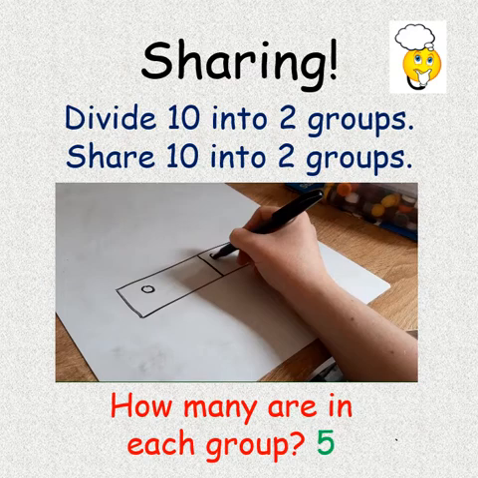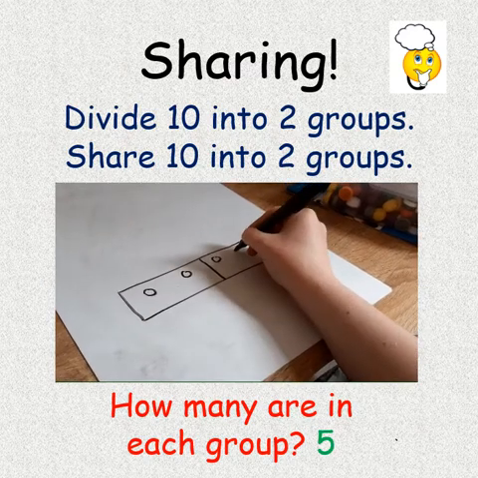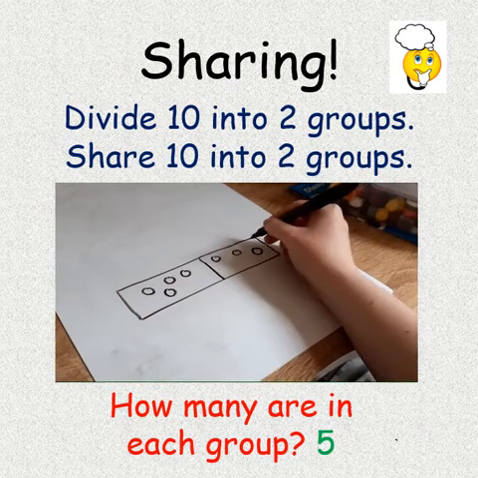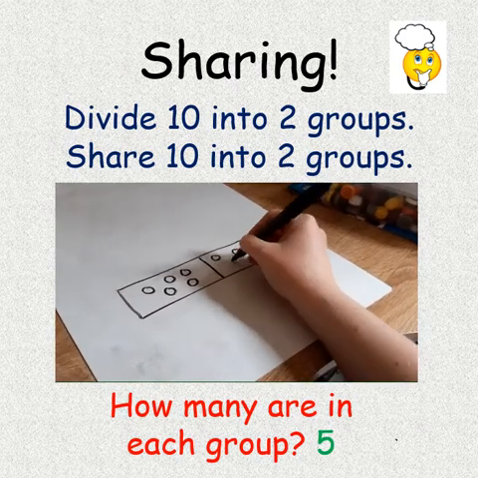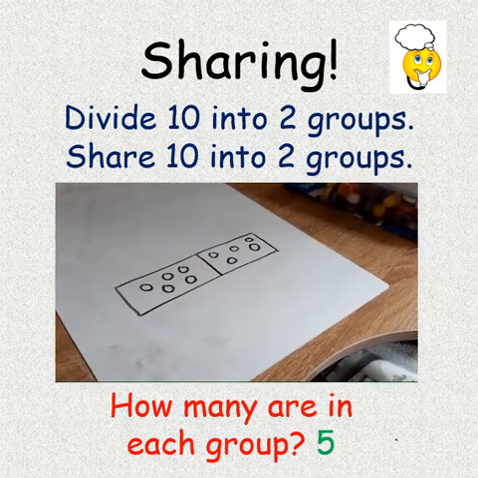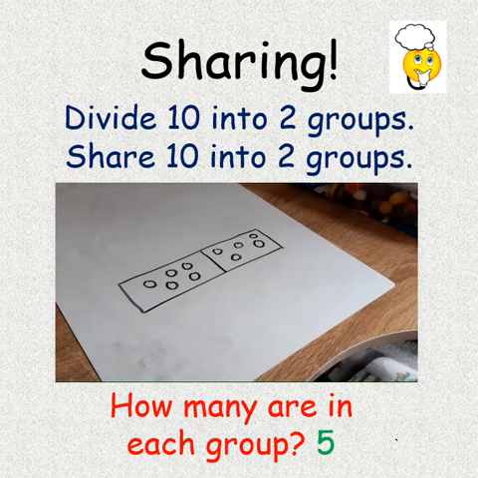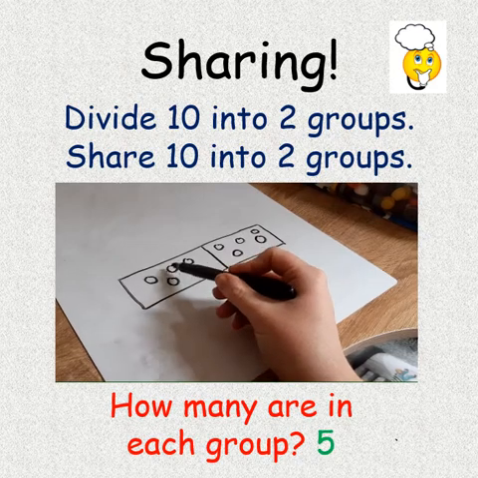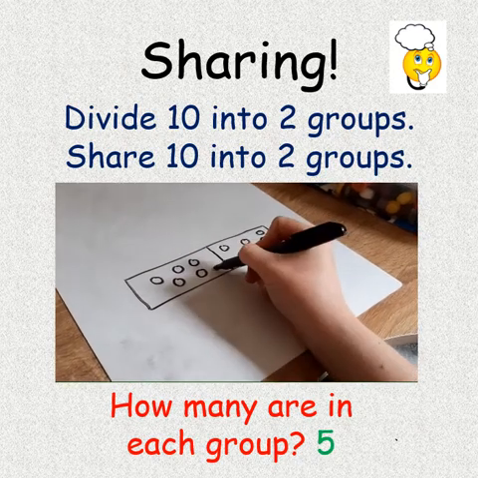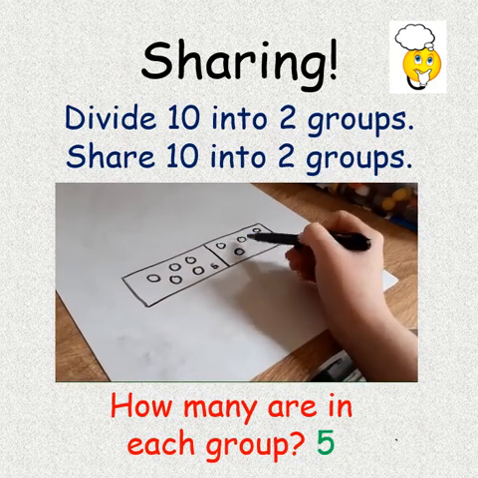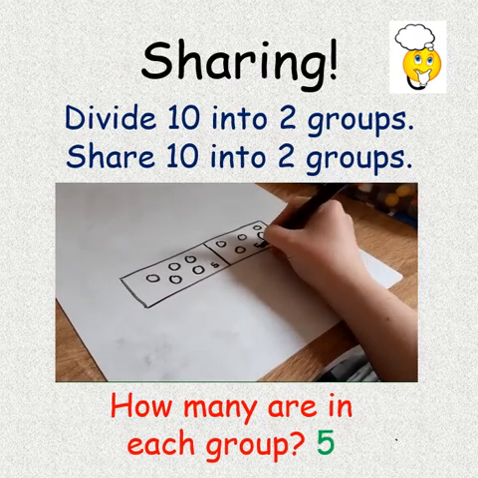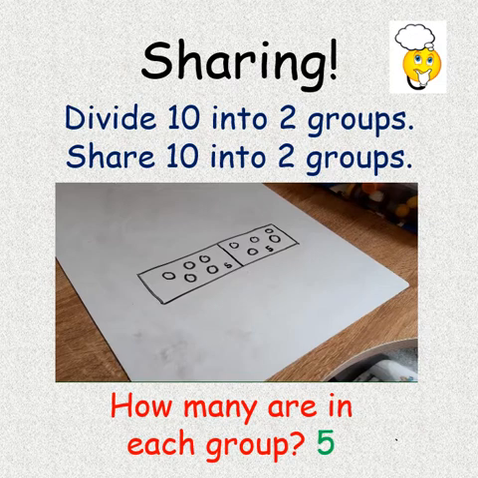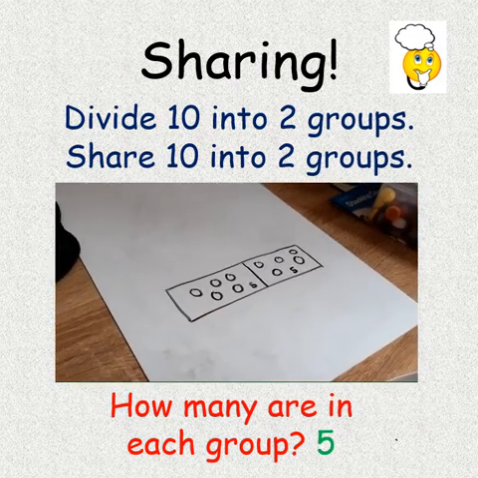1, 2, 3, 4, 5, 6, 7, 8, 9, 10. What do you think my next job is? Well done, that's right. I need to check that they're equal. So I've got 1, 2, 3, 4, 5 in that part of the bar. And 1, 2, 3, 4, 5 in that part of the bar. So I know that there are 5 in each group. I wonder if you could have a go.